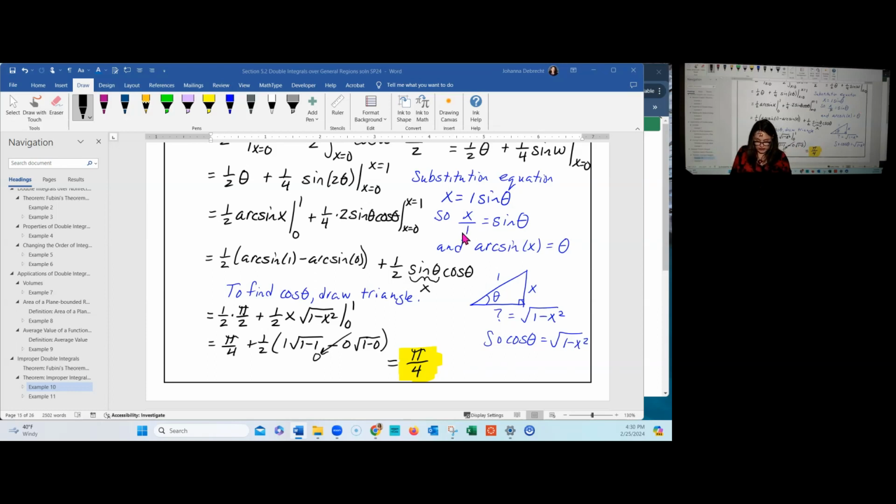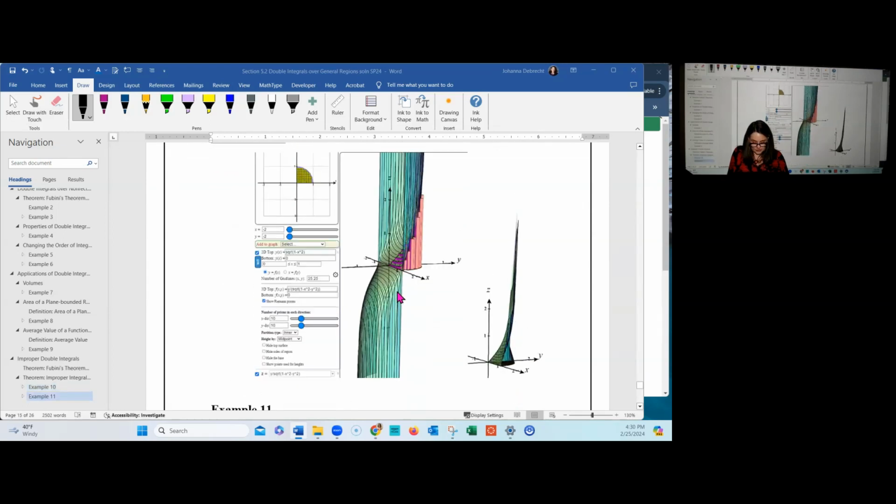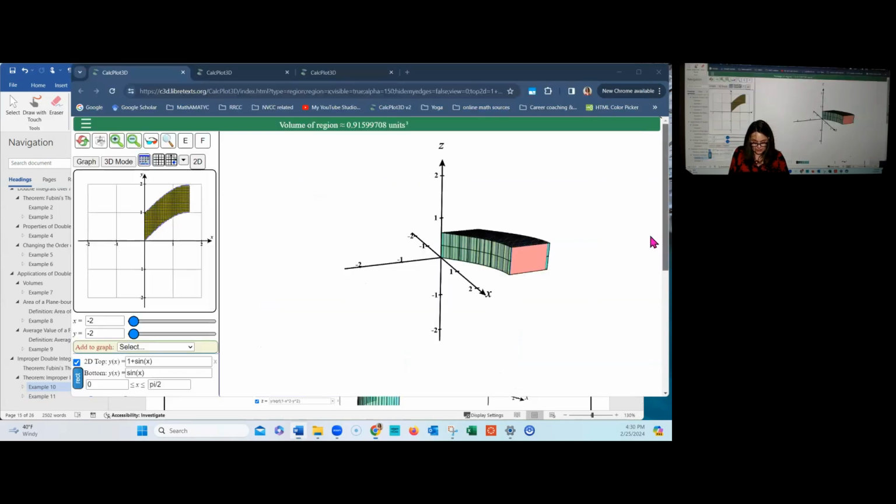This represents, of course, the net volume between the surface and the xy plane, even though on the boundary of this surface it goes to infinity. Let's take a look at what the surface looks like. You can see an image of the surface here. Let's take a look in CalcPlot 3D.